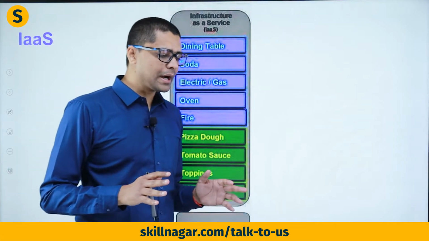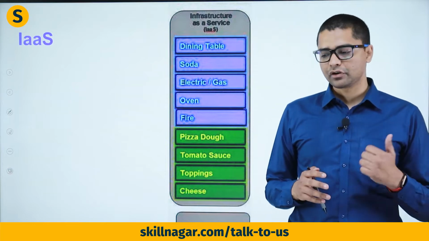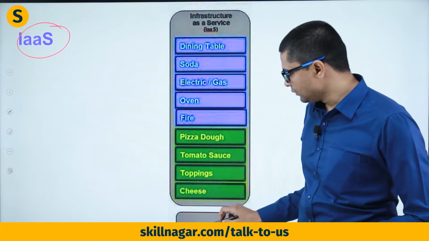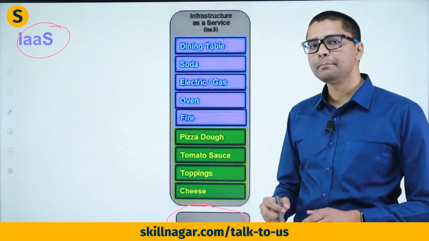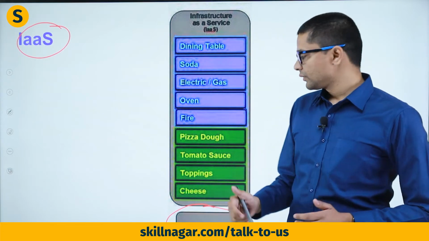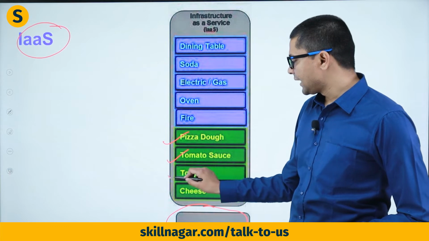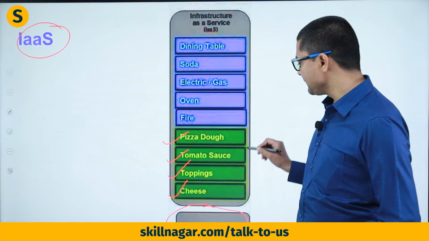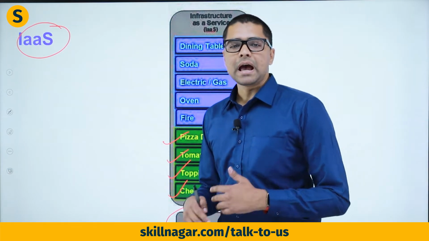Okay, now let's try to understand infrastructure as a service with the previous example of pizza. In infrastructure as a service, we are going to take the resources and then bake the pizza ourselves. So here I don't have to worry about the pizza dough, the tomato sauce, the topping, or the cheese. I'm going to simply buy these things from outside and use them to make the pizza.